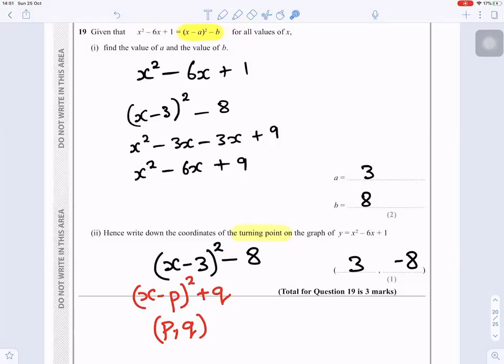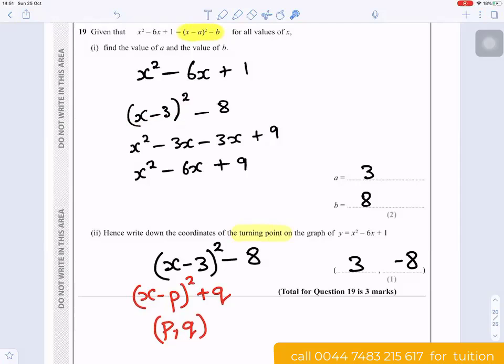For the completing the square method, you find half of the number in front of x, the minus 6. Half of 6 is 3. You square it. You put in brackets (x minus 3) all squared, and then you minus 8. This is how you work it out.